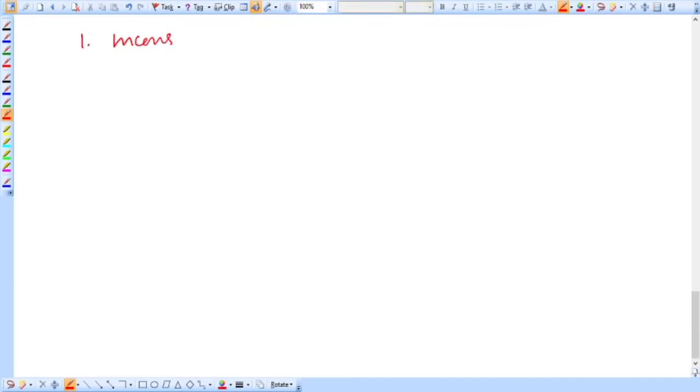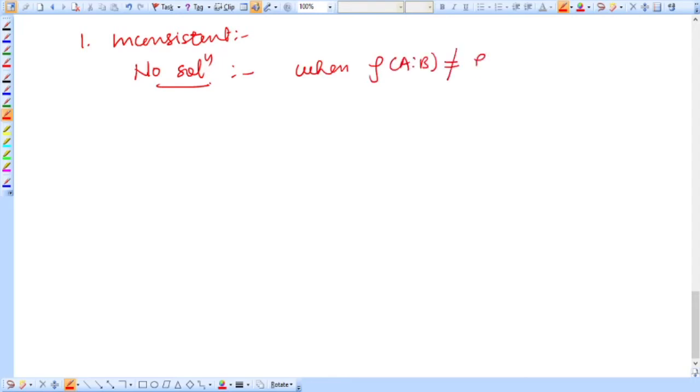So first case, inconsistent. Equations are inconsistent, or have no solution at all, when the rank of the augmented matrix AB is not equal to the rank of A. So on the basis of rank, we are going to see whether or not the system is consistent.